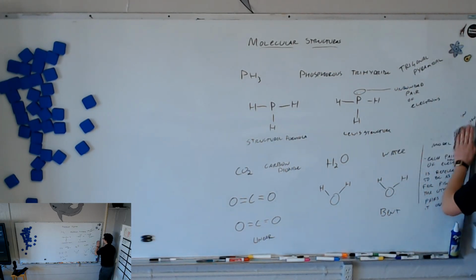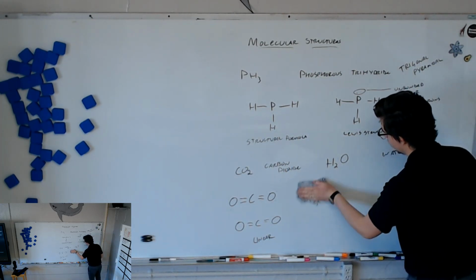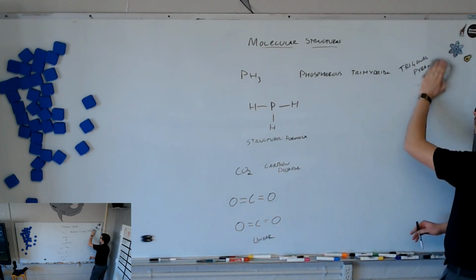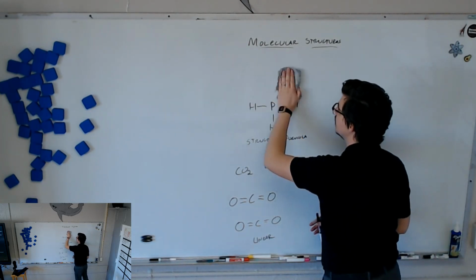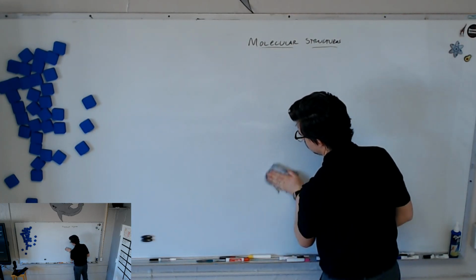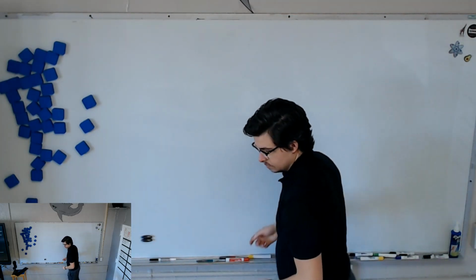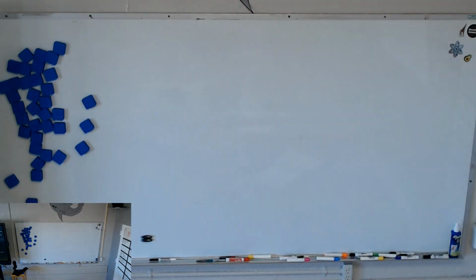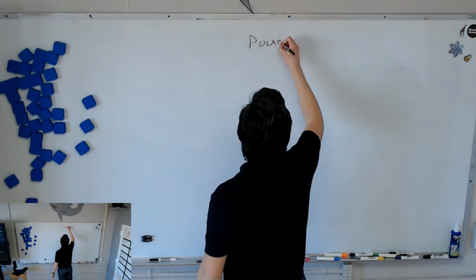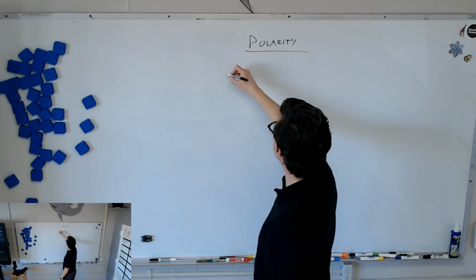We're just going to erase this real quick. Now write down the next part of our notes, which is going to be called polarity. Did I say that word clear enough? Polarity, meaning it has what? Poles. Polarity. And this word just means that it has poles.